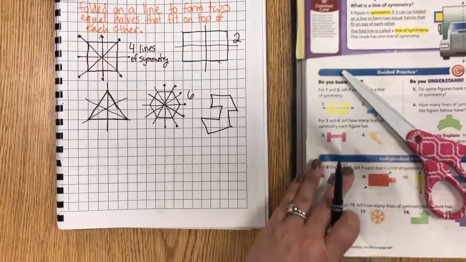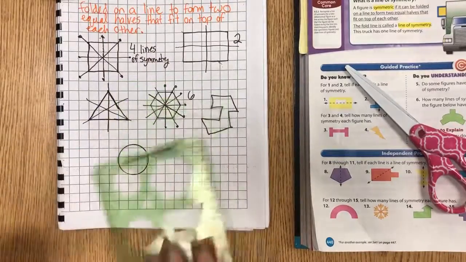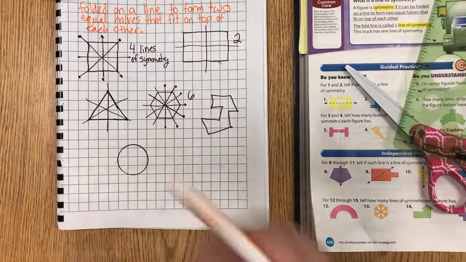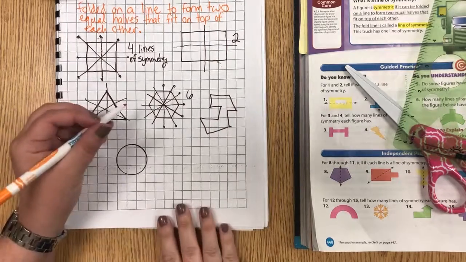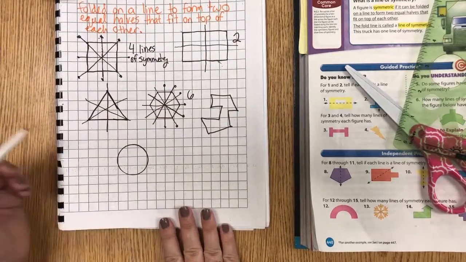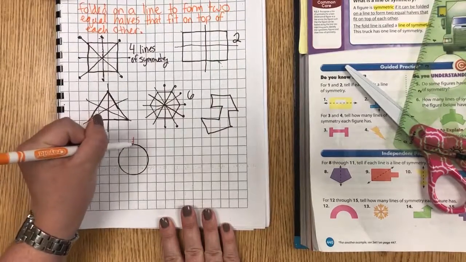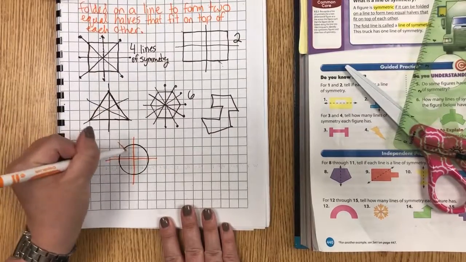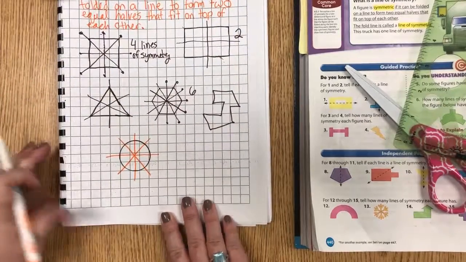There's one more shape that I want to ask you about. A circle. How many lines of symmetry do you think a circle has? Infinity. Why? It just keeps going. Because I could go, here's half a circle. Here's half a circle. Here's half a circle. Here's half a circle. We're getting into pizza territory now.